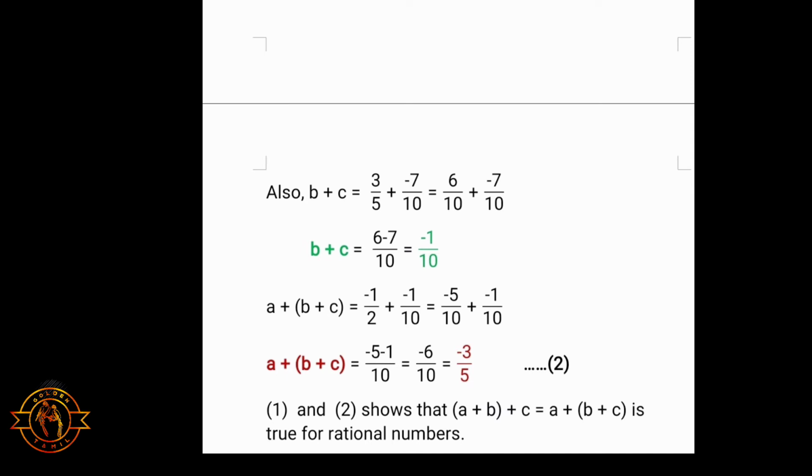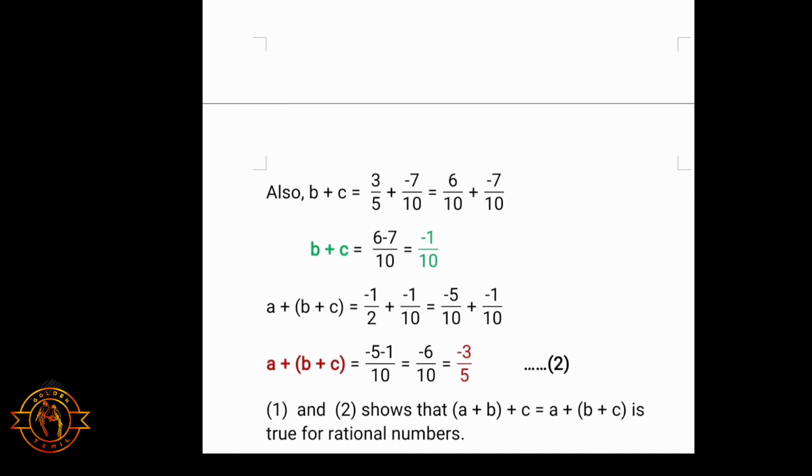And we are going to add a to b plus c. What is a here? Minus 1 by 2 plus b plus c, here minus 1 by 10. So here also there are different denominators, so we are going to take the LCM for these two numbers, 2 and 10. What is the LCM? 10. So we are going to convert minus 1 by 2 to 10. We have to multiply by 5 by 5.